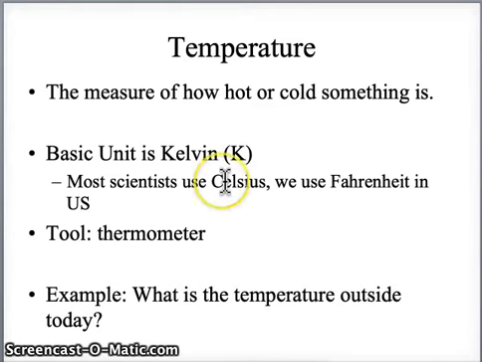However, most scientists use Celsius, and we in America, in North America, use Fahrenheit. I think that's what they use in Canada too. I could be wrong. It may just be in the United States, but I thought it might be North America. So the tool we use is the thermometer. For example, what's the temperature outside today? Do I need to wear a sweater when I go outside?